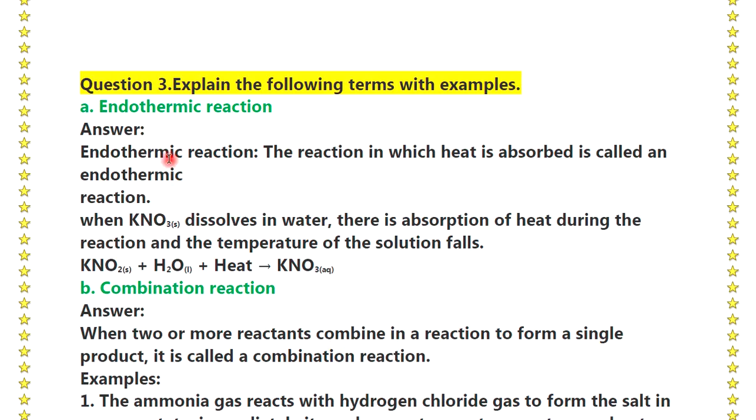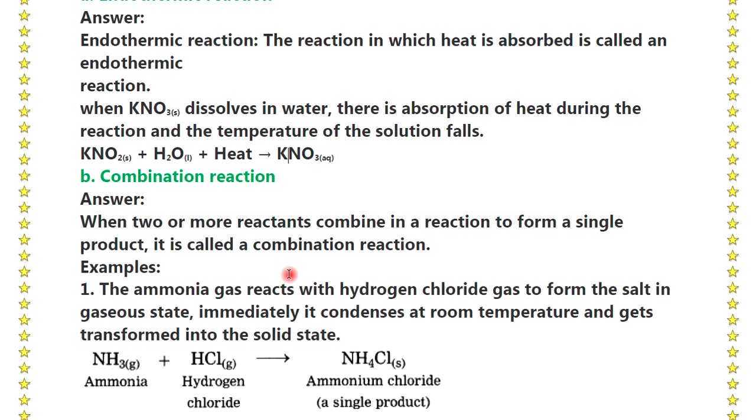Question number 3, explain the following terms with example. Point A, endothermic reaction. Answer, the reaction in which heat is absorbed is called an endothermic reaction. When KNO3, potassium nitrate, is dissolved in water, there is absorption of heat during the reaction and the temperature of the solution falls. KNO3 in solid form plus water in liquid form plus heat gives rise to KNO3 solution.